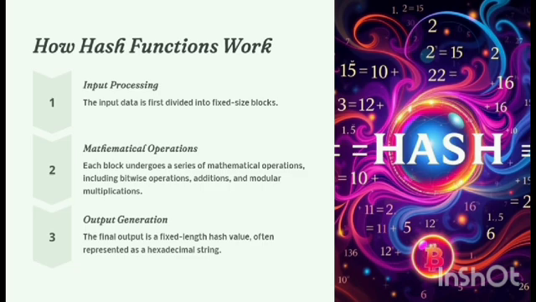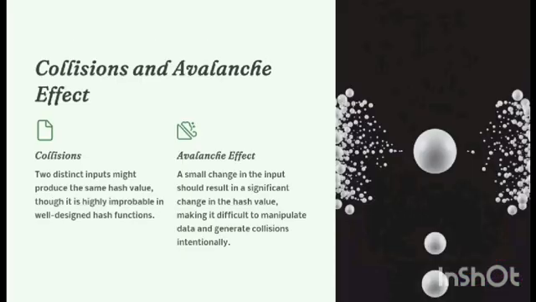Let's see the effects. There are two main effects, the collision effect and the avalanche effect. Collision means two distinct inputs might produce the same hash value, though it is highly improbable in well-designed hash functions. The second, the avalanche effect, is that a small change in input should result in a significant change in the hash value, making it difficult to manipulate data and generate collisions. These are the effects that occur while using hash functions.